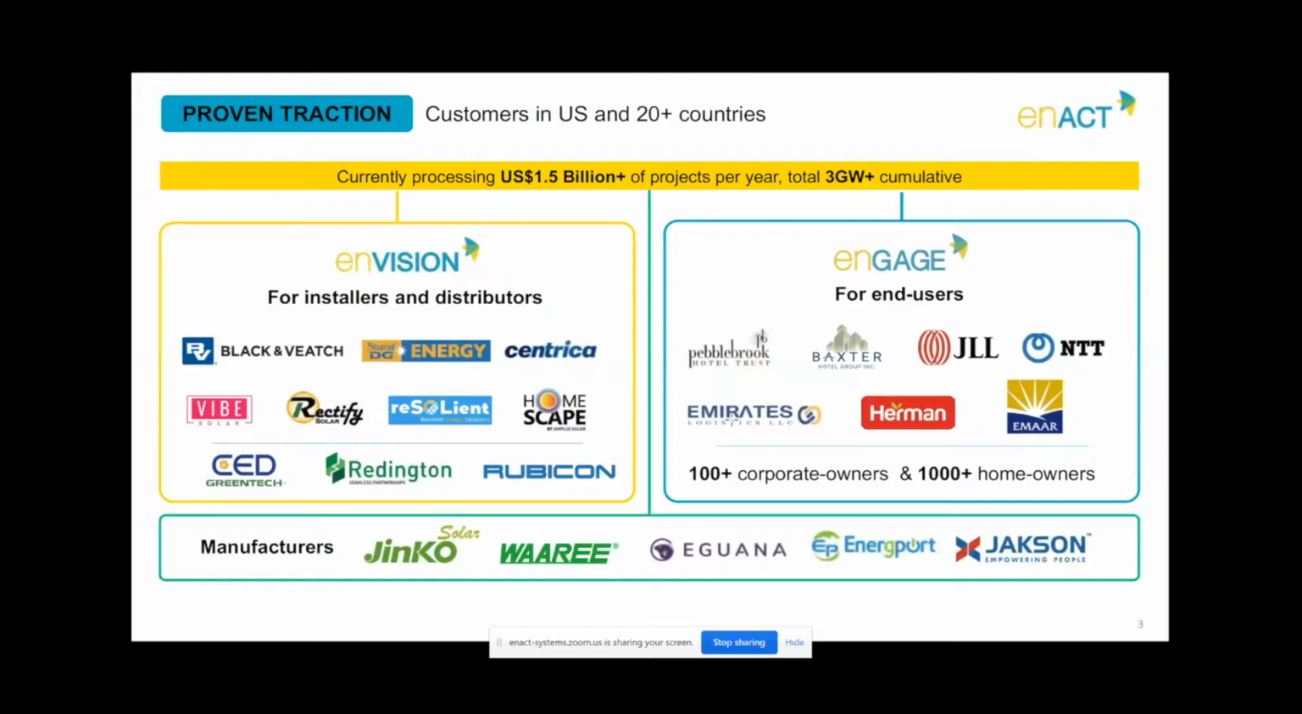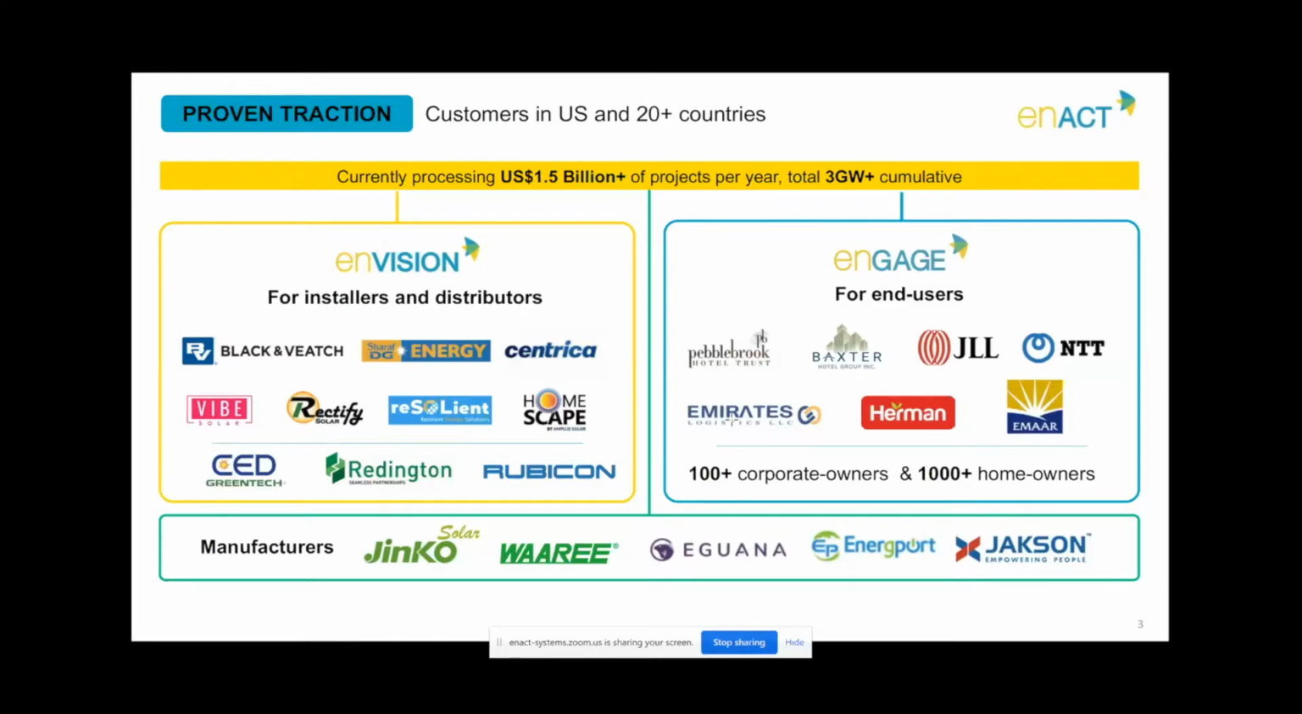Now, we are present in the US and 20+ other countries. A few of our largest clients in India include Homescape by Amplus Solar, Reddington. We are also working with Vari, among others. Across the world, we have clients such as Sharaf DG, Rubicon, Black and Veatch, and so on. We are also partnering with Tier 1 manufacturers like Jinko, Jackson and Iguana and so on. Using the Envision and Enact platform, we are processing close to 3 gigawatts of solar projects on our platform.